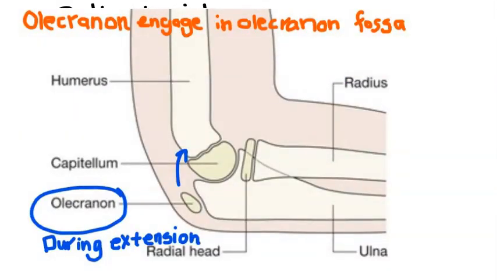This figure illustrates the anatomy of the elbow joint in the lateral view, whereby during extension, the olecranon will engage in the olecranon fossa. If the pressure continues, it will cause a break in the supracondylar region.